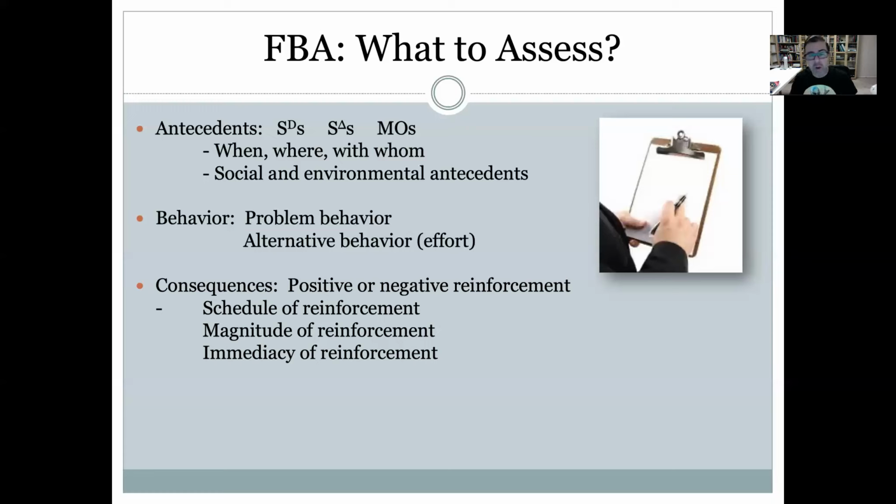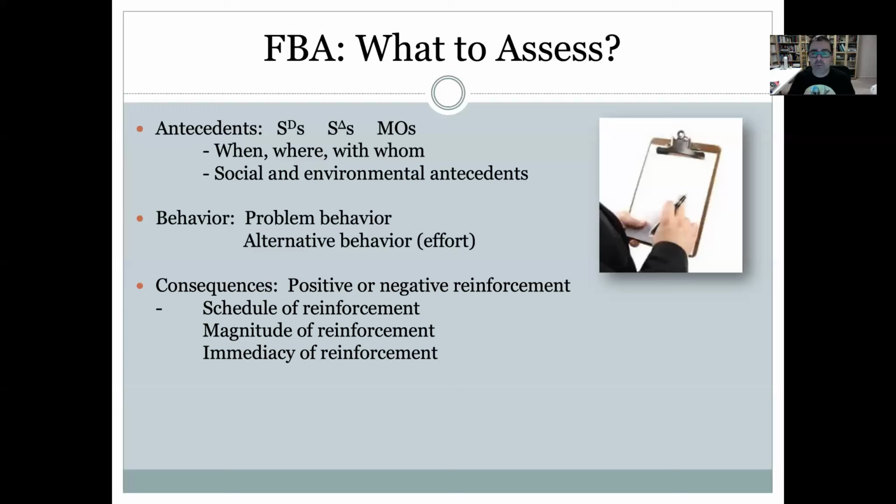Now, if that's a problem behavior, what is the appropriate behavior? Well, the appropriate behavior will be studying, right? Reading, spending time engaging in the material that I posted online. That behavior is not occurring. Well, let's think about it.